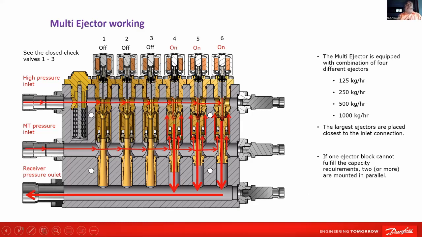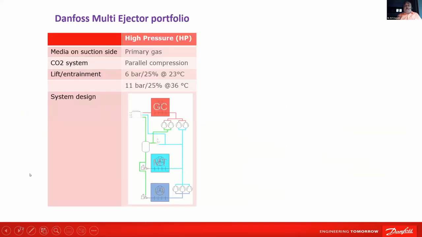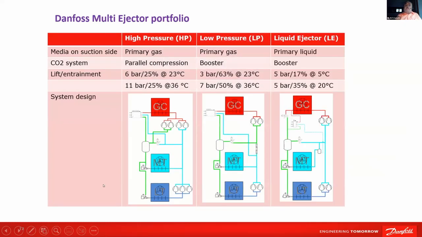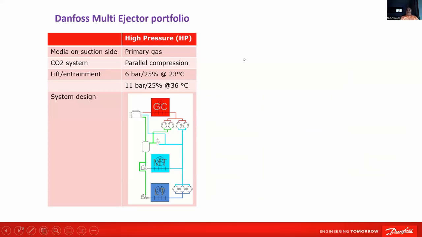Now, it's a little bit complicated. I'll try to make it understood. In ejectors, there is a possibility to have HP ejector, LP ejector, and liquid ejector. Now, HP ejector. In HP ejector, we can have an entrainment or suction pressure lift of 6 bar or 11 bar. Actually, it does 5 bar also. 11 bar is sort of the maximum. The higher pressure is based on discharge gas pressure. When it comes to the next one, to make it clear, I will explain it.